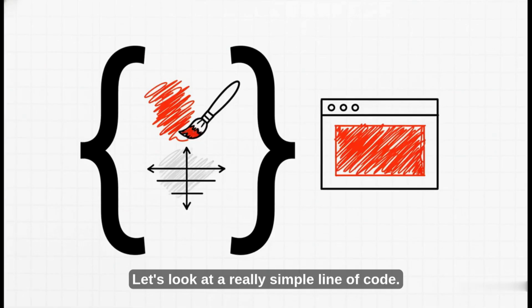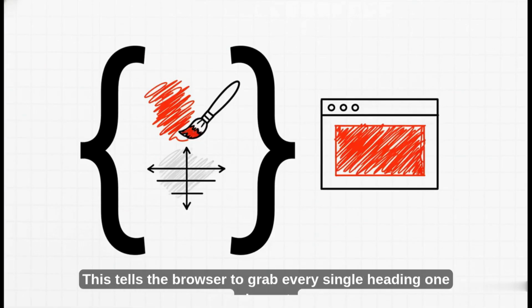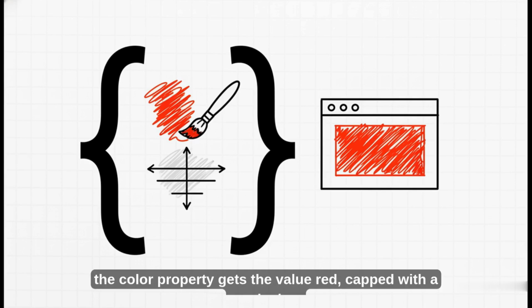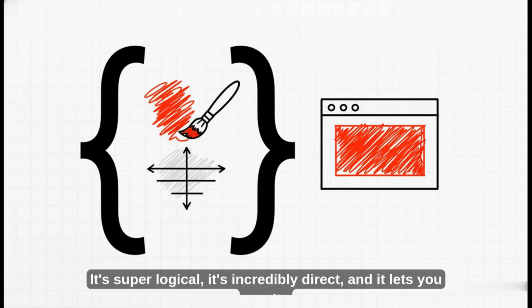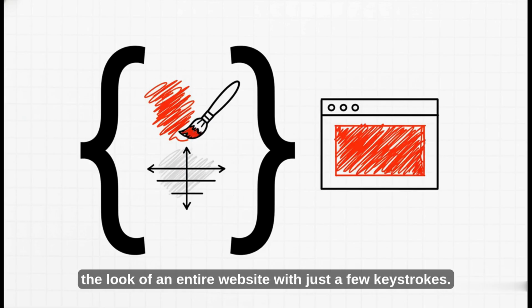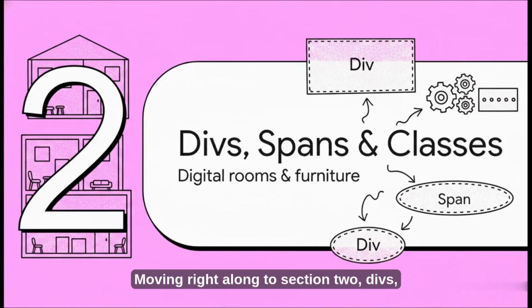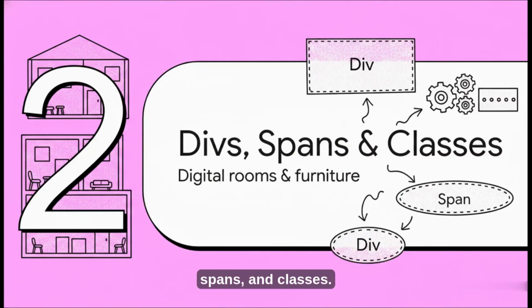Let's look at a really simple line of code. This tells the browser to grab every single heading 1 element, that's our H1 selector, make the text red, and perfectly center it. Inside our curly braces, the color property gets the value red, capped with a semicolon. Then the text align property gets the value center. It's super logical, it's incredibly direct, and it lets you rewrite the look of an entire website with just a few keystrokes.